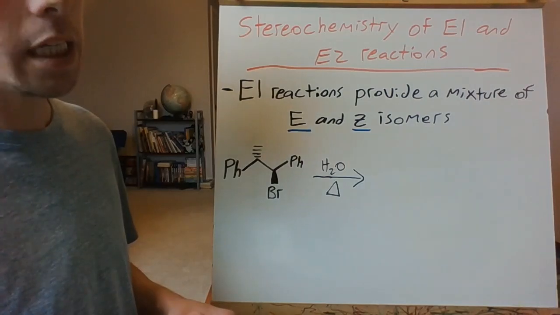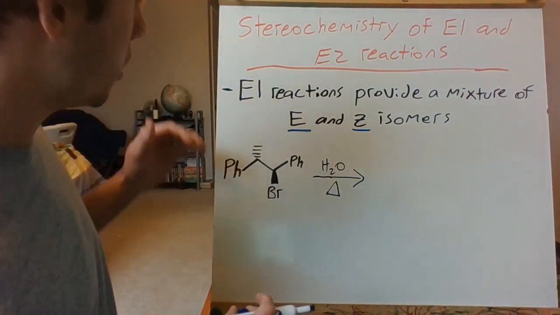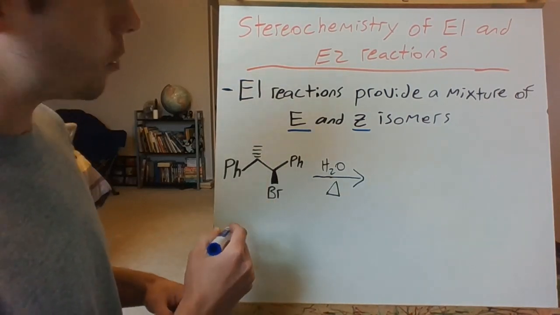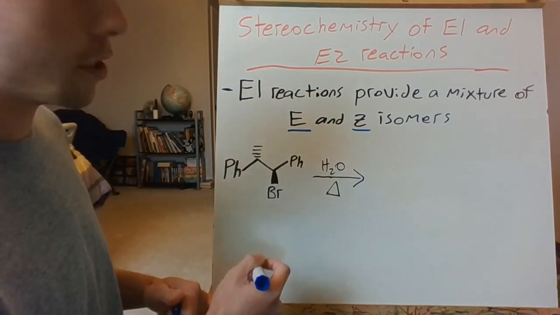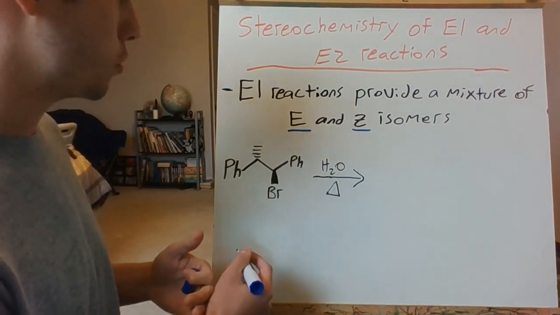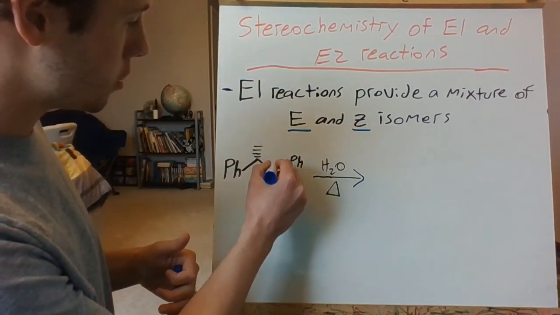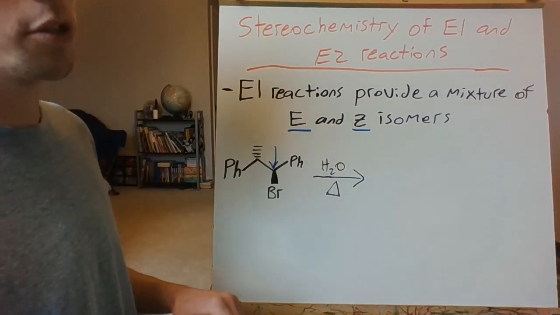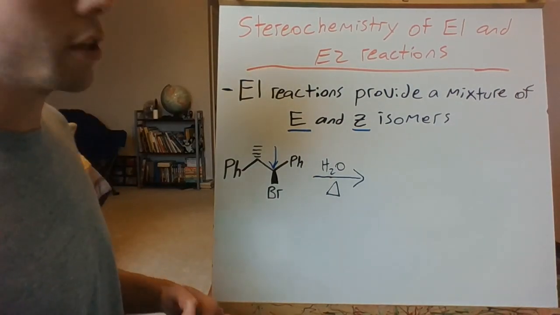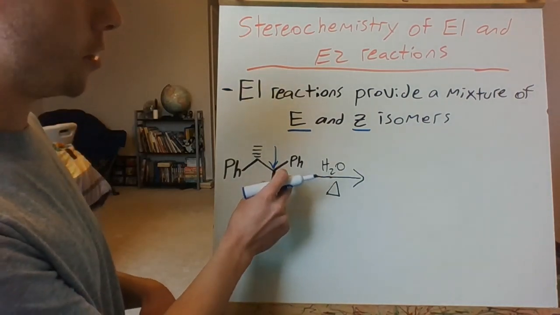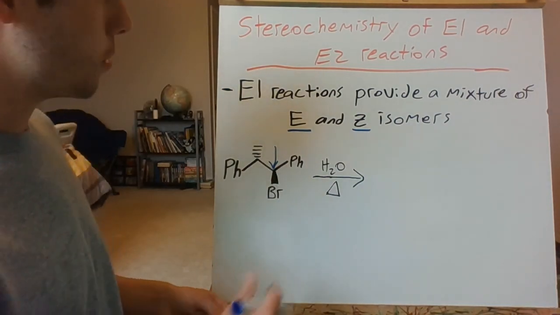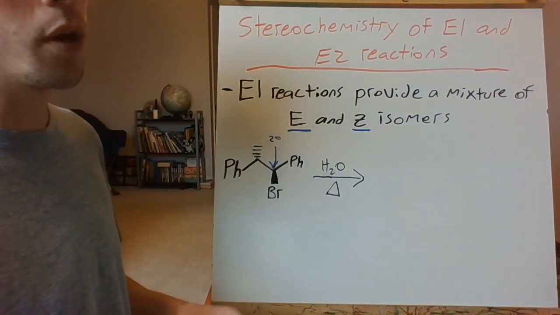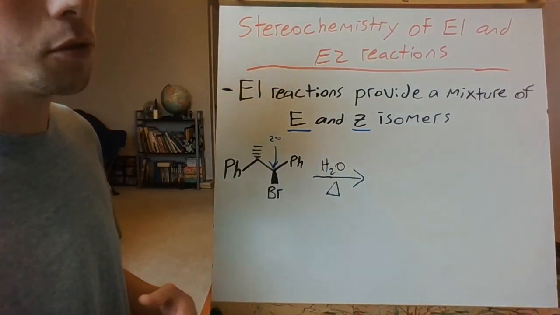In E1 and E2 reactions, we generate alkenes, and remember that we use E and Z to indicate the stereochemistry of an alkene. Let's walk through an example of an E1 reaction. If we look at our entire organic molecule, we want to identify the carbon that is partially positive and attached to a leaving group. We see that this carbon right here is attached to a bromine, making it partially positive, and bromine is a good leaving group. So this is where our reaction is going to occur. What type of carbon is this? It is secondary, and so it could undergo an E1 or an E2 reaction.